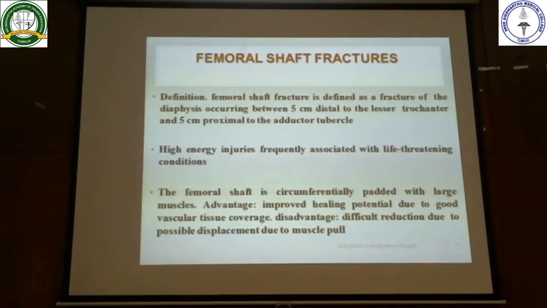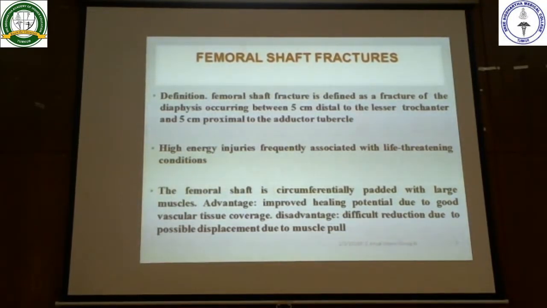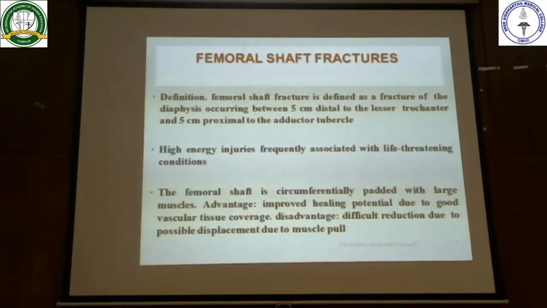It is usually always associated with very high energy accidents like road traffic accidents, high velocity road traffic accidents, especially in the younger age groups. That is the most common etiology as far as fracture shaft of femur is concerned.